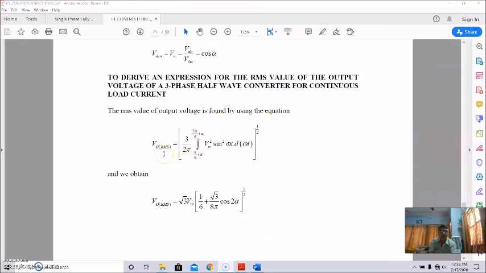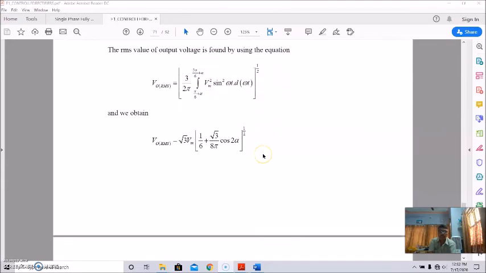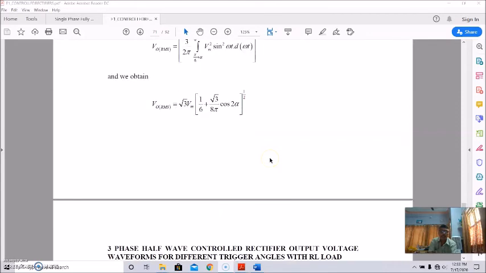VO RMS equal to the square root of 3 by 2 pi integration from pi by 6 plus alpha to 5 pi by 6 plus alpha of Vm square sin square omega t d omega t, and we obtained this will be equal to root 3 Vm into square root of 1 by 6 plus root 3 by 8 cos 2 alpha. So actually, this is the value of the RMS voltage.